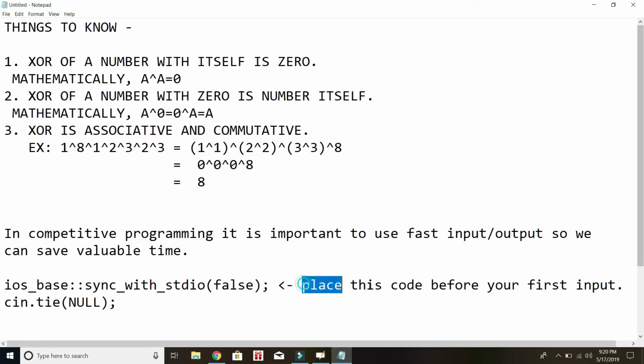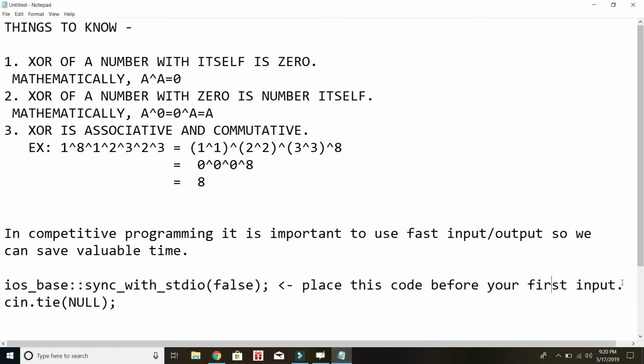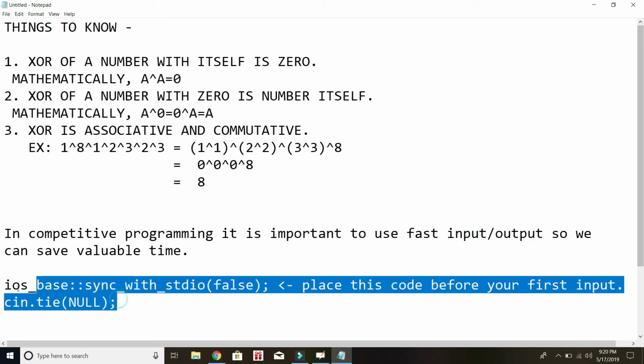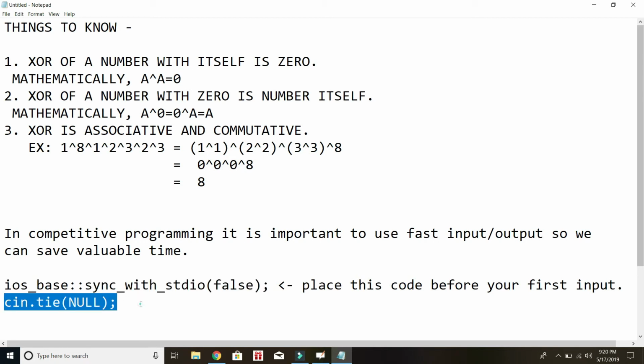You need to place this code before your first input. Before you write your first cin statement, you need to place this code, and after this code you need to place this code, and after putting this code and this code, you can start taking inputs fast, and your code will get accepted, and you will not have any problem like time limit exceeded or something like that. I hope this problem is clear to you.